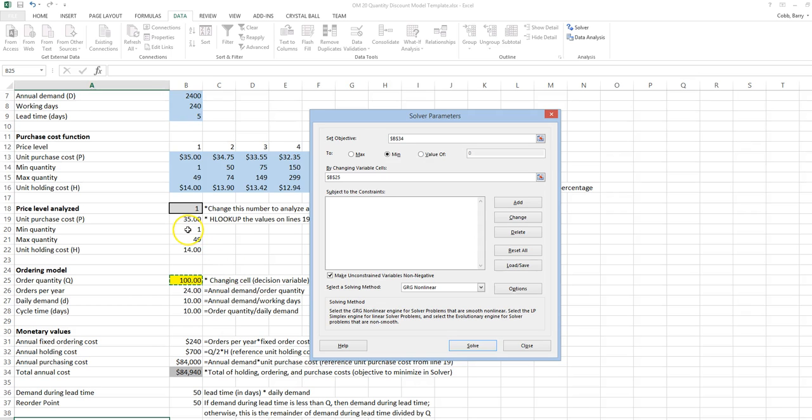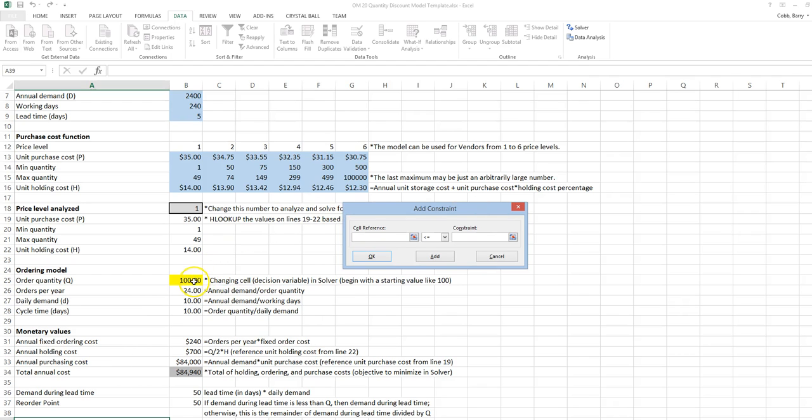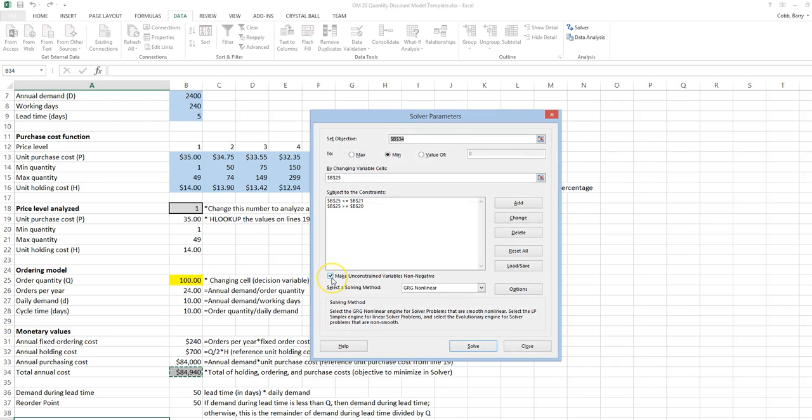The constraints are going to be based on the minimum and maximum order quantities for that price level. Our order quantity needs to be greater than or equal to the minimum, and I want to be sure to reference it from this section of the model where we're looking up information for the correct price level. The order quantity also has to be less than or equal to the maximum order quantity. We do want to leave this box checked so that we don't get negative order quantities, and we do need to use the GRG nonlinear solving method.